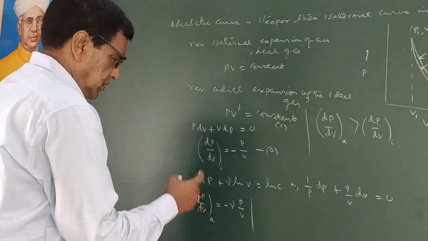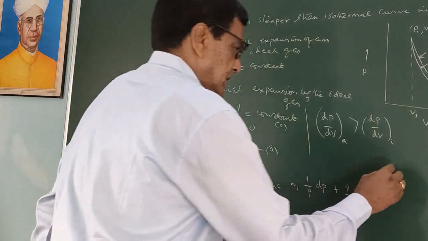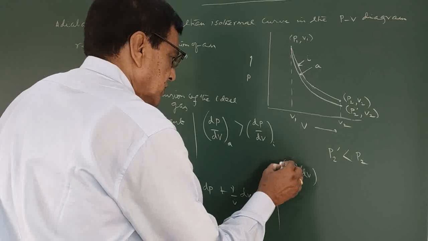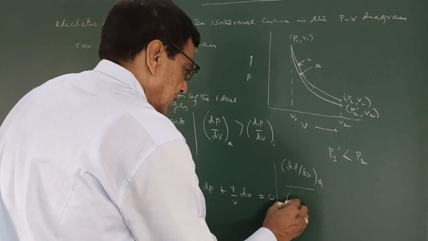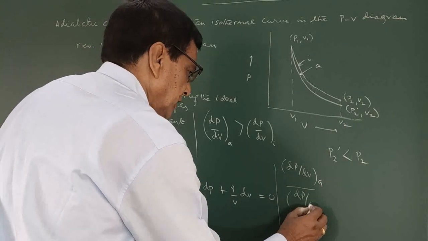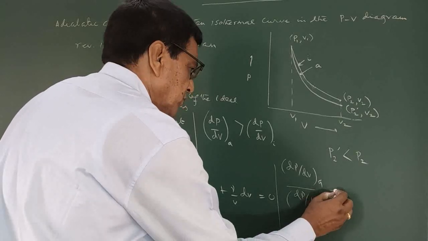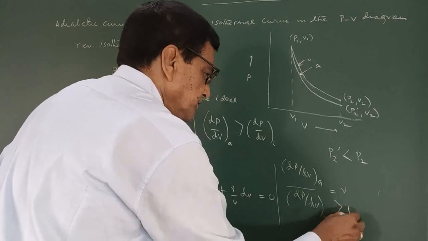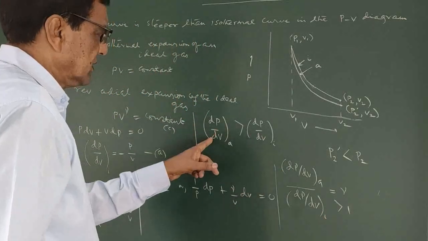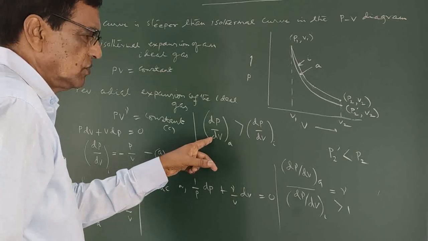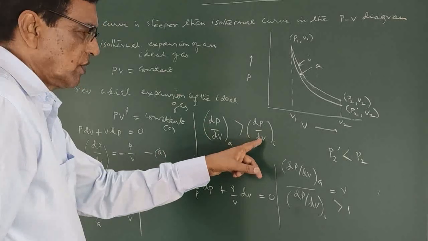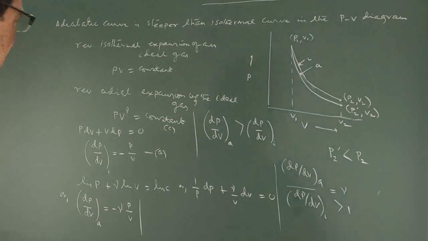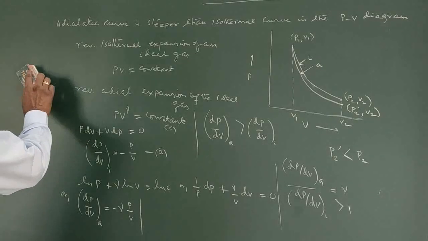So if we take the ratio of dP by dV for this adiabatic process to dP by dV for this isothermal process, this will be gamma, and gamma is always greater than 1. So the adiabatic slope has a greater value than the isothermal one. This can be shown mathematically.